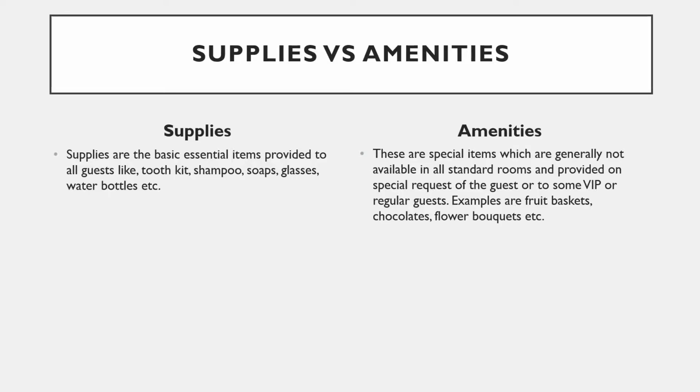Supplies versus amenities. Supplies are the basic essential items provided to all guests, like tooth kit, shampoo, soaps, glasses, water bottles, etc. Amenities are special items which are generally not available in all standard rooms and are provided on special request of the guest or to some VIP or regular guests. Examples are fruit baskets, chocolates, flower bouquets, etc.